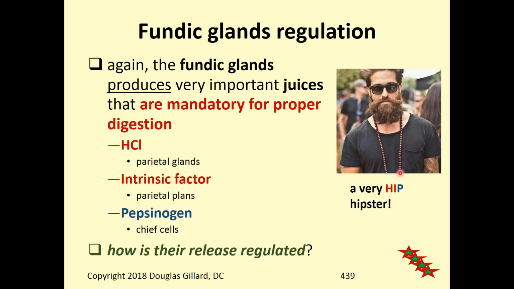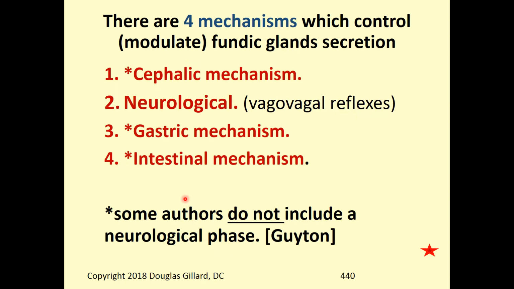All right, there's the hipster. This is a very hip hipster. Another way to remember it, hip is the key. Fundic glands are oxyntic glands. They produce hydrochloric acid, intrinsic factor, and pepsinogen. Again, we've already talked about that, but we haven't talked about how they're regulated, and that's kind of the star of this. There are actually 4 mechanisms that control fundic gland secretion.